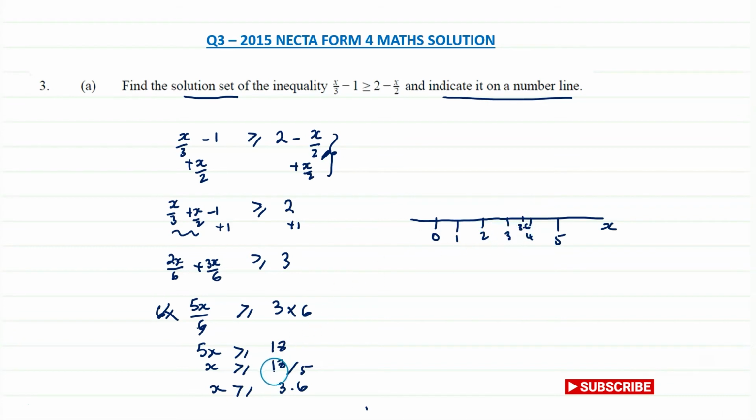Then we need to show a small circle, and we can use either a white circle or a black circle. We're going to use a dark circle. Why? Because there's an equal sign. And which side is greater than 3.6? It's this side here to the right, and that's all you need to show. That is the solution for 3a.